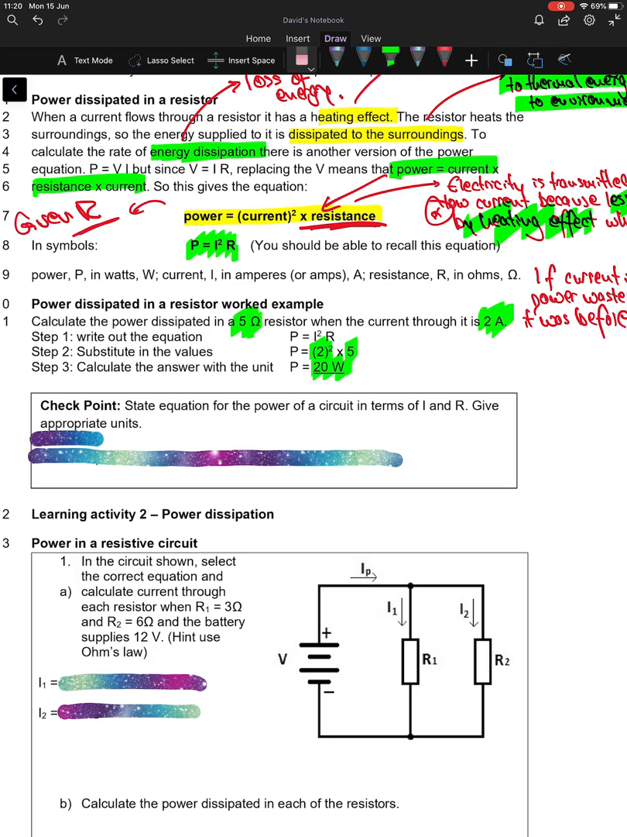So if you do the checkpoint question, just pause, turn away from memory. What's the equation for the power of a circuit in terms of I and R? Pause, look away, unpause. Power equals I squared times R. And those are your units of watts, amps, and ohms.